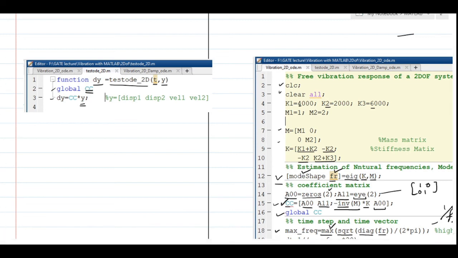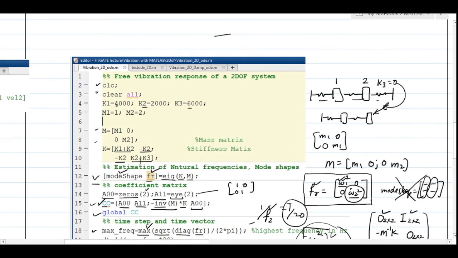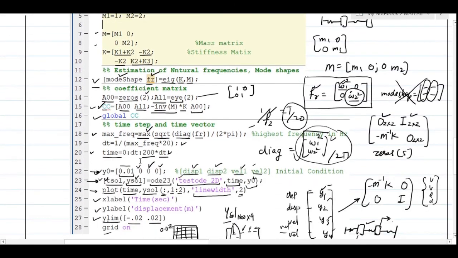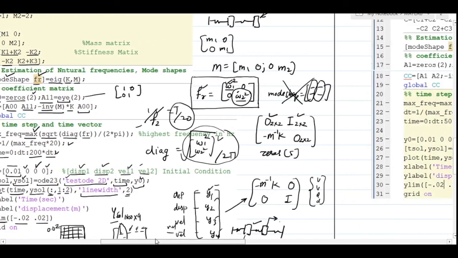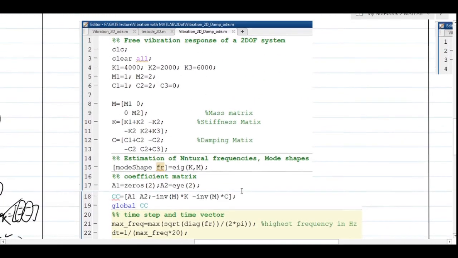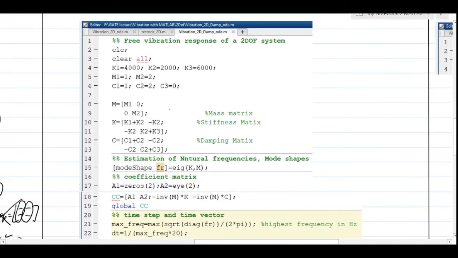So I hope that after reading these lines and the discussion, you will be able to understand this code. Later on we will see it, but before that let's go and see the code we have made for the damping condition. This is similar to the first code. We can see here that we have given the k matrix, k value, m value, and in addition to that we are giving the c value: 1, 2 and 0.